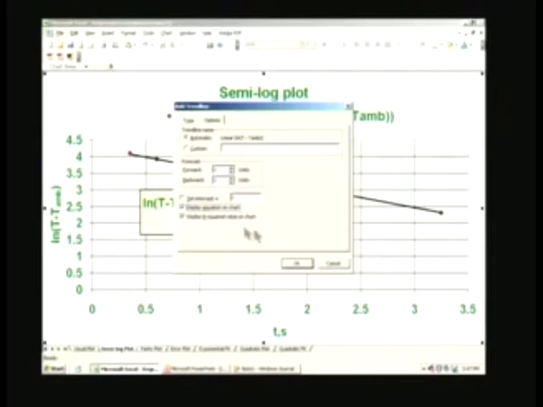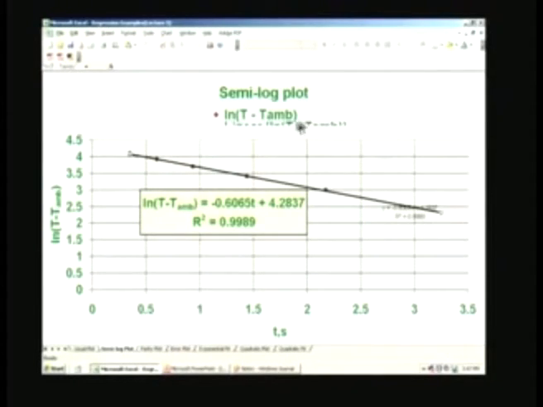I can also ask it to display the equation on the chart. That means that the regression equation immediately will appear on the screen. So, these are all the choices I have. If I just say OK, it is already going to give the equation. This is the equation. I will make it slightly bigger so that you can see it better. In fact, that is the one I have already brought here.